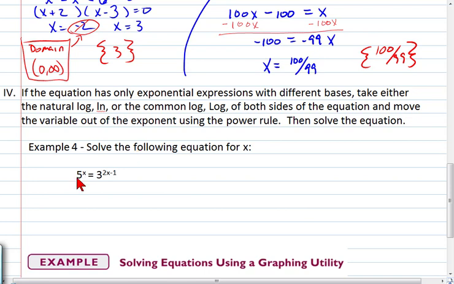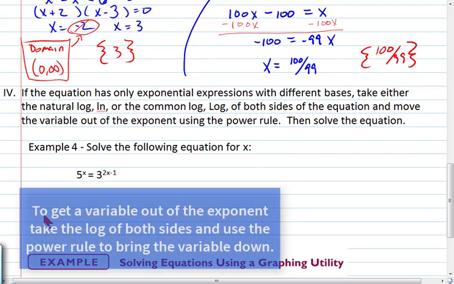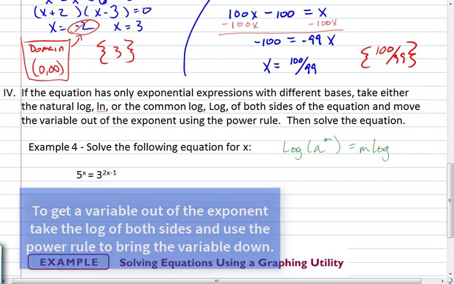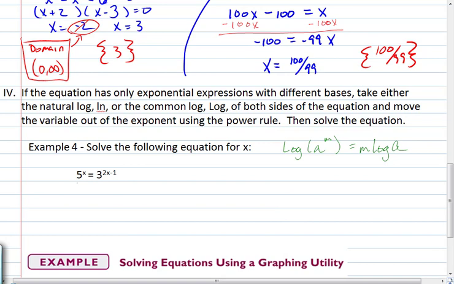I cannot rewrite 5 as a power of 3, and I cannot rewrite 3 as a power of 5. So the one-to-one property does not apply here. So we've got to use logs. Okay, and remember the power rule. It says if you have a log of a raised to the m, that's equal to m times the log of a. So we're going to take the natural log of both sides of this equation. So on the left, I get the natural log of the left side equals the natural log of the right side.